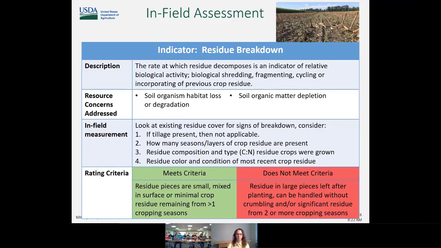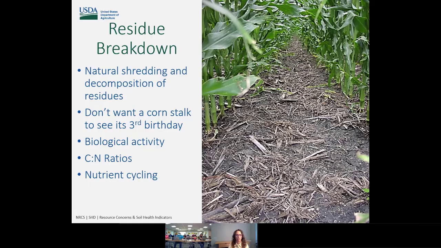So you can visually assess the residue breakdown looking at natural shredding and decomposition of the residues. Are you seeing those inner fibers of the stalks, for example? Are they in smaller pieces? Is there a change in color? Do you actually have visible evidence of microbial activity, like maybe you see mycelia, where those tissues are really breaking down?